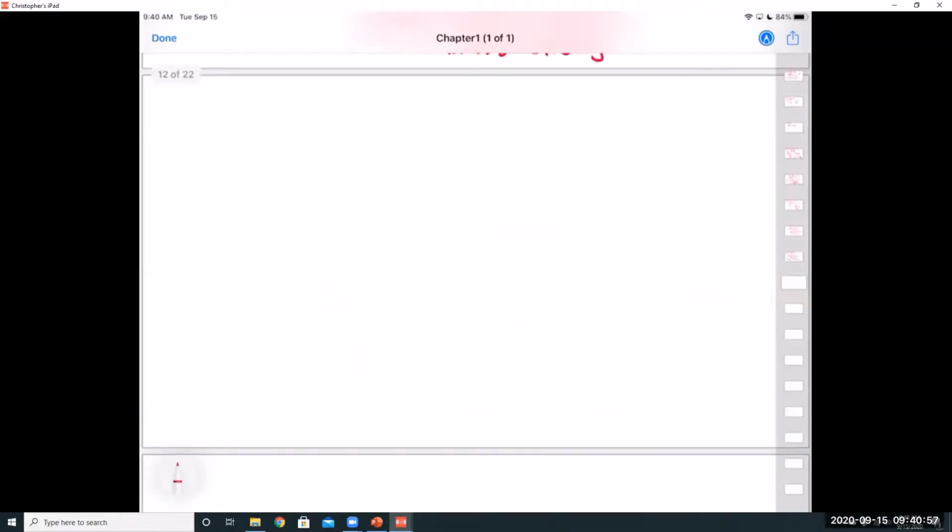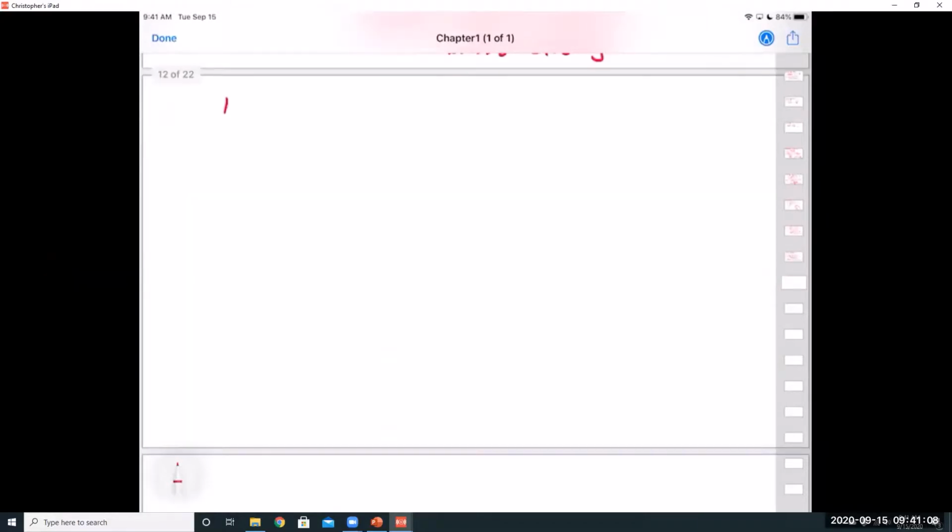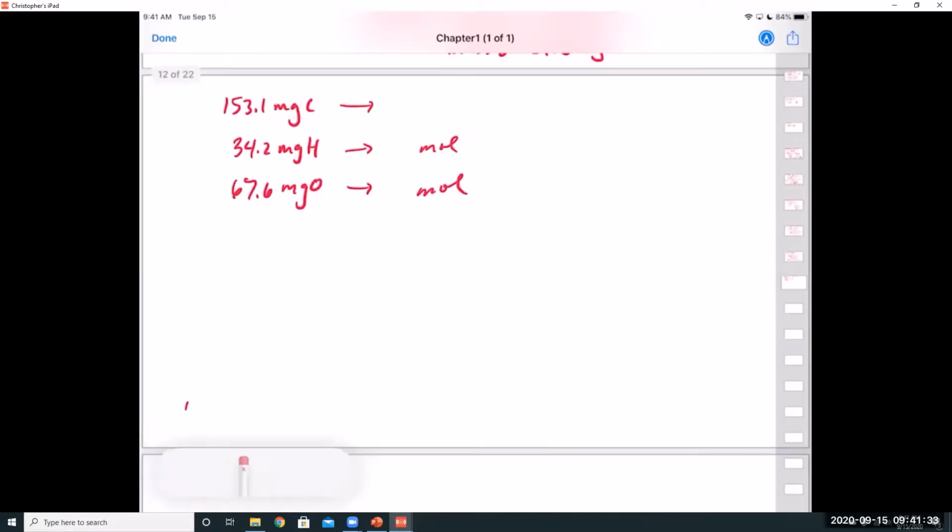Well, now that we have our 3 masses, let's go back and get them. Oops, I'm sorry, guys. So we have our 153.1 milligrams of carbon, we have our 34.2 milligrams of hydrogen, and we have our 67.6 milligrams of oxygen. And we can convert each one of these to moles. Which, I guess, since we're doing it, we'll just do the whole problem. Might as well make sure that everybody's on the same page.